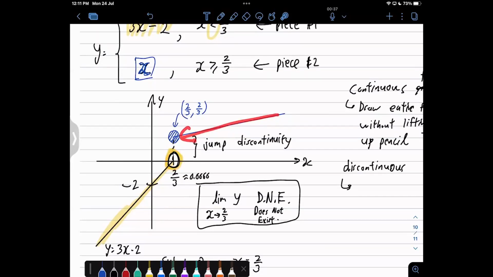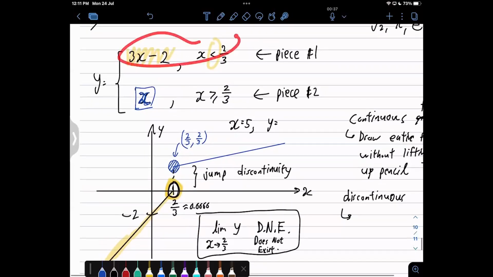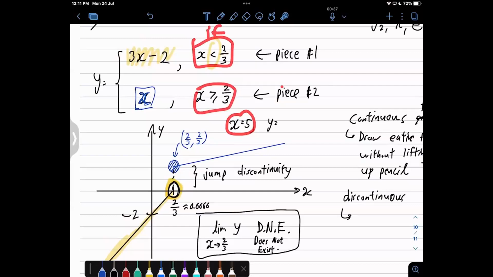But if I go from the right instead, I sub in with values which are bigger than 2 over 3. Let's say I have x equals to 5. What's my y value? Which function do I use? You use the bottom function, y equal 5. Why then? Because x equal to 5, which condition does it satisfy? Second one. This is else. If x is less than 2 over 3, this one is else. x more than equal to 2 over 3.